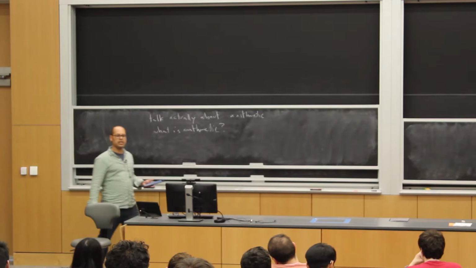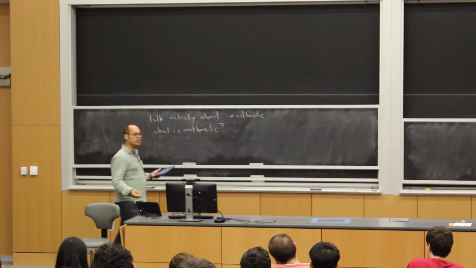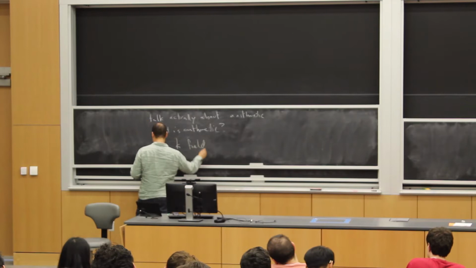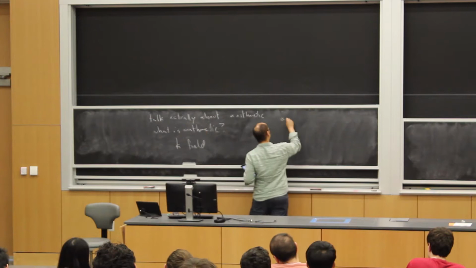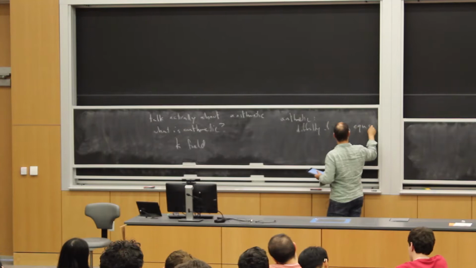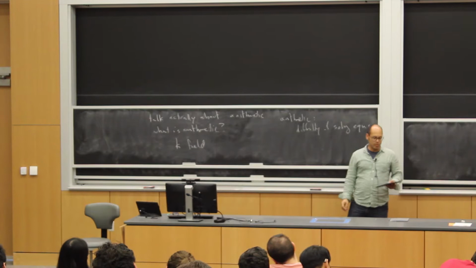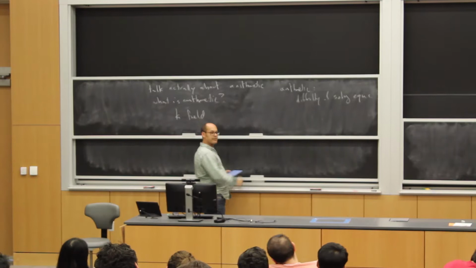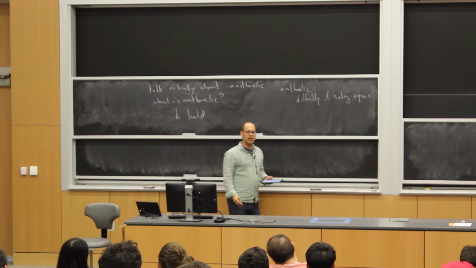By arithmetic, what I really mean is field theory of some sort. So arithmetic in a general context, over a field. So K is some field, and arithmetic over K is the difficulty of solving equations. That's what arithmetic will be in some sense, right? So we're interested in which systems of equations don't have solutions. Those are the interesting ones. When you can solve everything, like over the complex numbers, then there's no arithmetic to speak of, right?